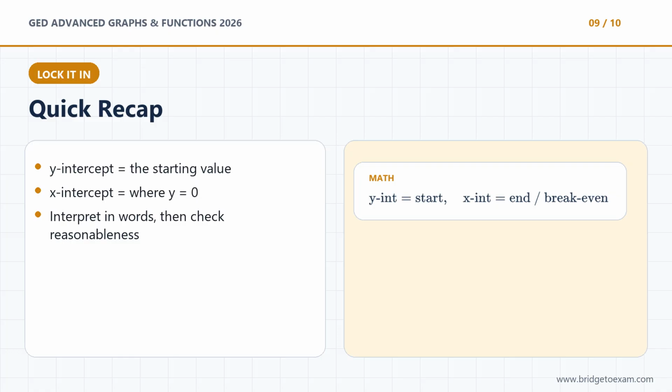The y-intercept is the starting value at x equals 0. The x-intercept is where the output reaches 0. Often an ending or a break-even point. Always interpret the number in words and check that it is reasonable. Intercepts turn equations into real stories.